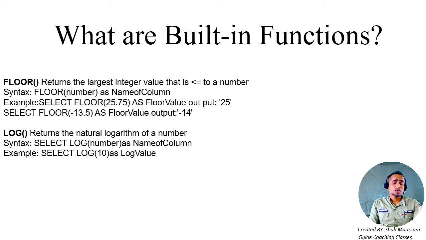So here we have floor. So what exactly does floor do? It returns the largest integer value that is less than or equal to a number. So in ceiling, what was happening? We had given a value of 25.01, but it takes it to the ceiling value, that is 26. Now here the value is 25.75.